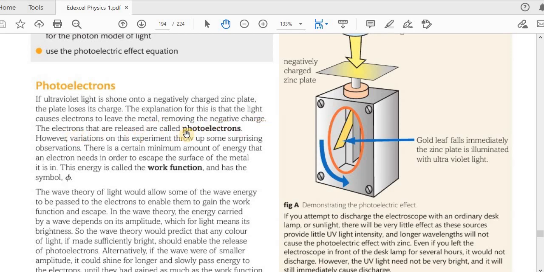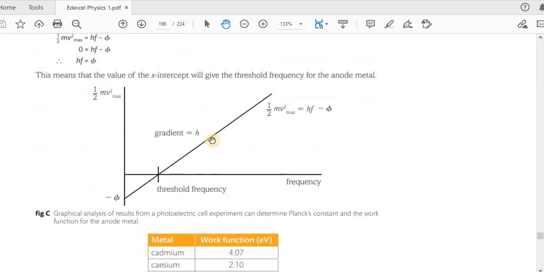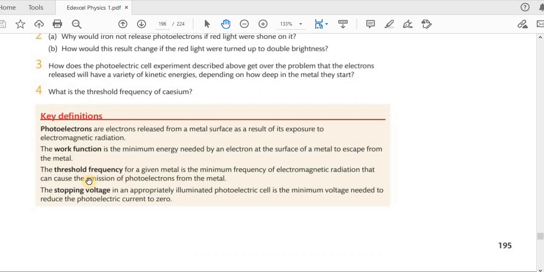The electrons that are released are called photoelectrons. So now you know again what photoelectrons are. Now these words are important. If you again scroll to the bottom of the subchapter 5.4.1, you can see the definitions are given here. That makes it easier for you. Photoelectrons are electrons released from a metal surface as a result of its exposure to electromagnetic radiation.